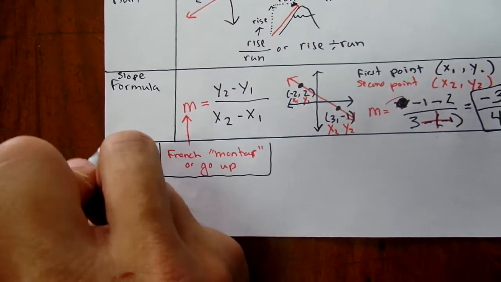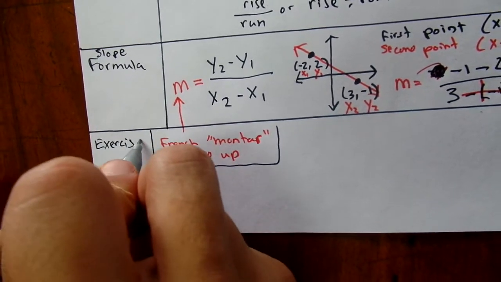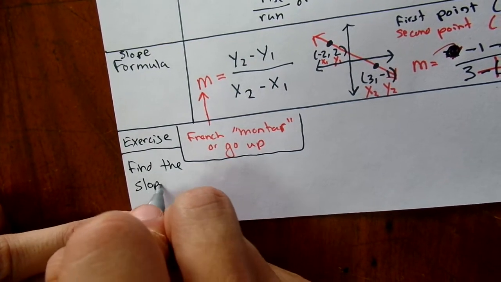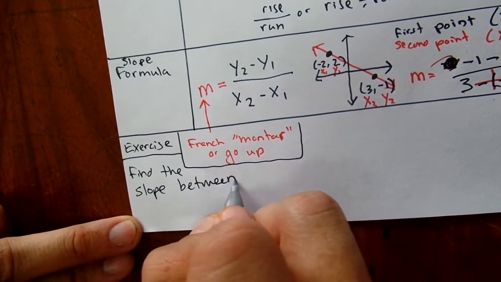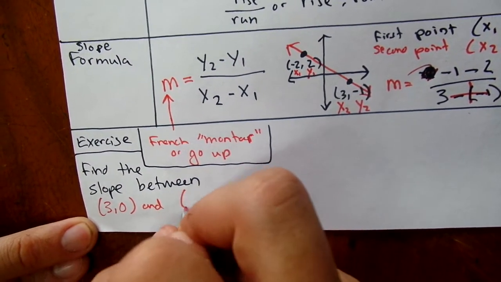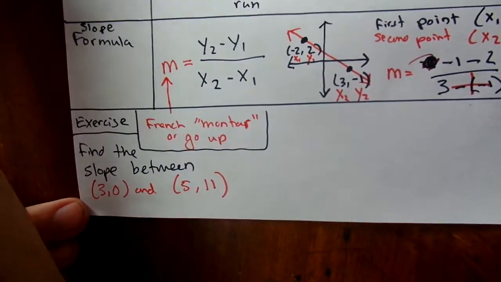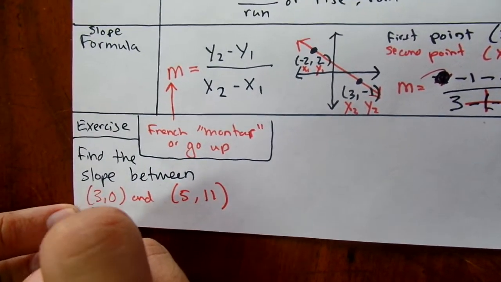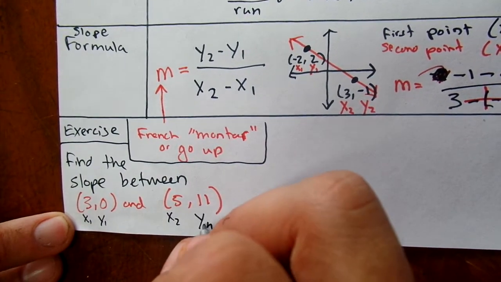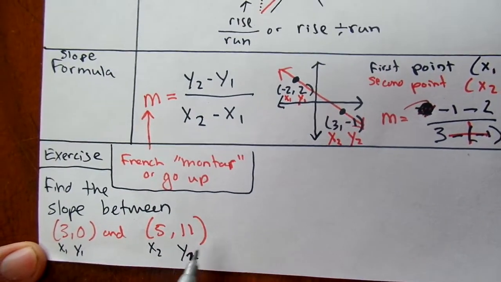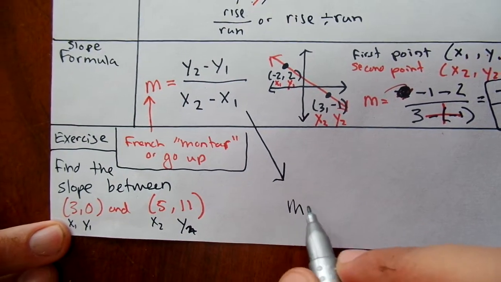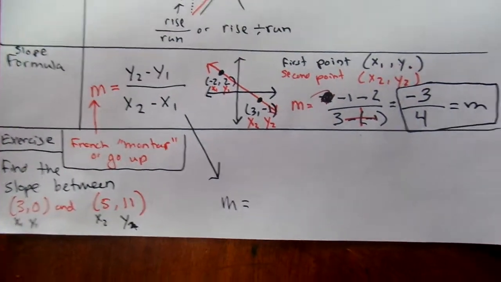So let's do an exercise. Find the slope between 3, 0 and 5, 11. And I'll help you out. Your first point, x1, y1, x2, y2. So you just take these points and use the formula. So take this formula and solve. And that's it. Thank you.